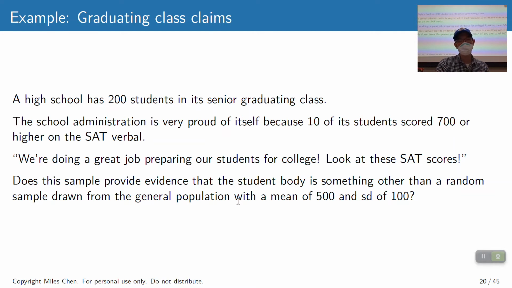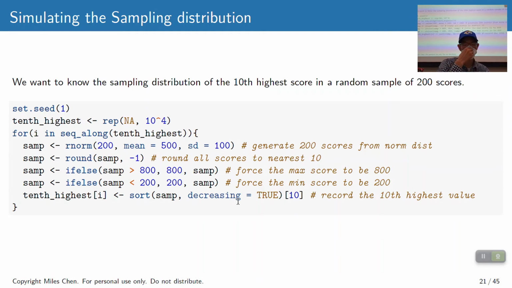Okay, so the question will be, does this sample provide evidence that the student body is something other than a random sample drawn from the general population with a mean of 500 and standard deviation of 100? Okay, how would we answer this question? What I'm going to do is calculate the sampling distribution for the 10th highest score. If I have a random sample of 200 students, let's find the 10th highest score, and let's see how often that 10th highest score is 700 or higher.